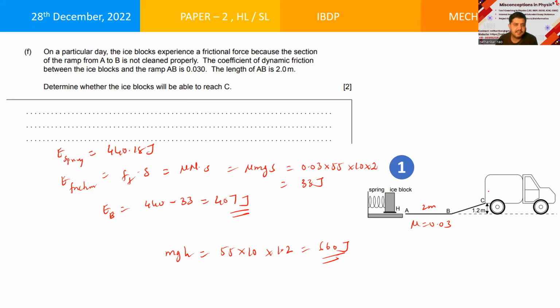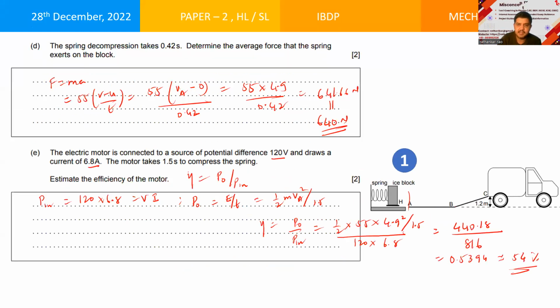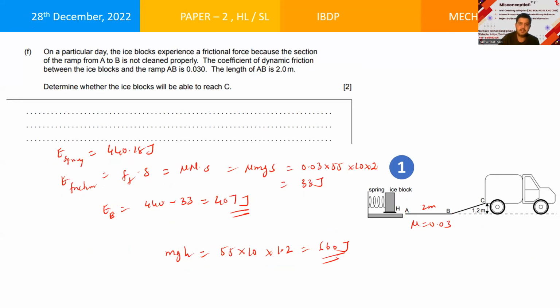I think I'm making some mistake, because E spring, what is E spring? E spring is 440.18. Is that right? Half m v squared. That's right. Okay, 660 joules needed. So now how much energy do you have? You have an energy equal to 407 joules only.